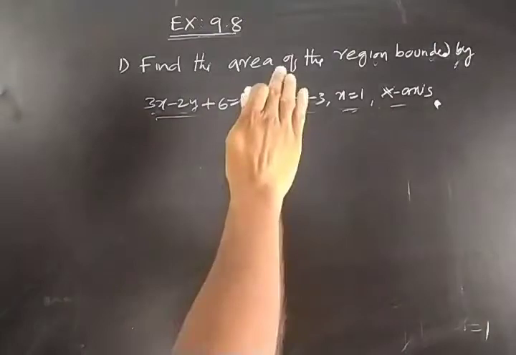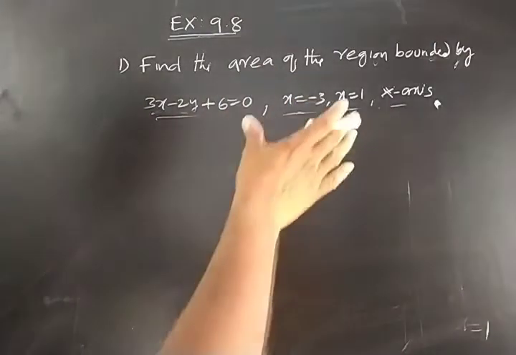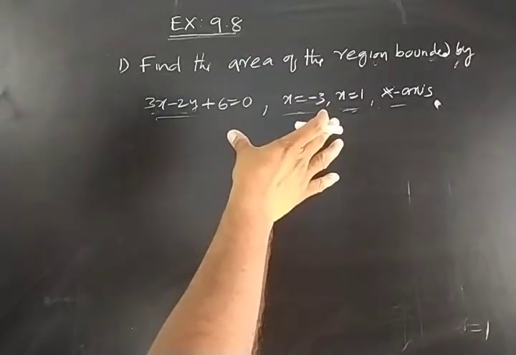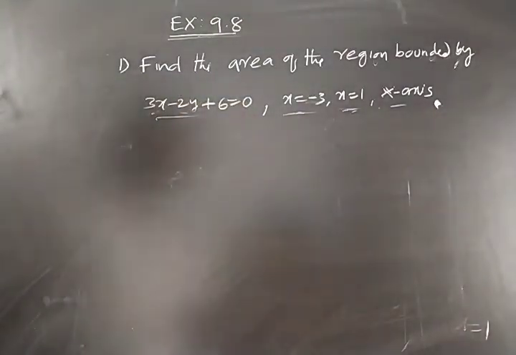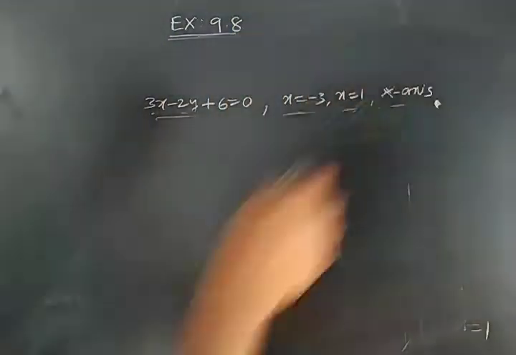Okay. So to find the area of the region, first of all we should know the region bounded by these four lines. So for that we have to draw the four lines in the graph. Then we will get the region bounded by these four lines. Then after we can use the integration to find the area. Okay. Now I am going to draw the lines in the graph.